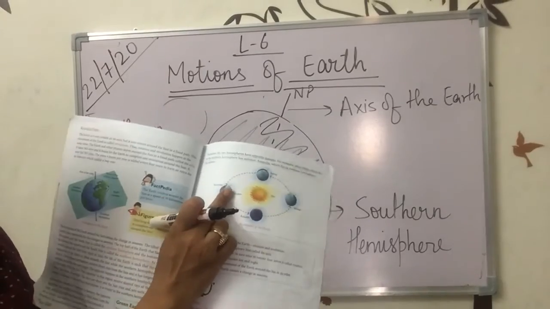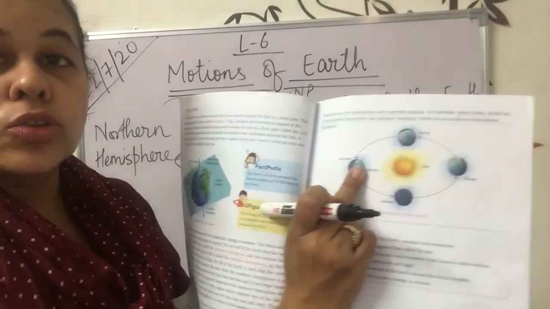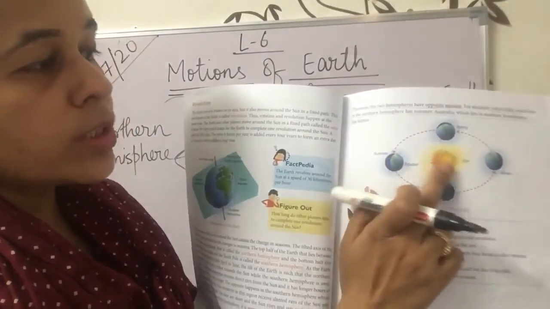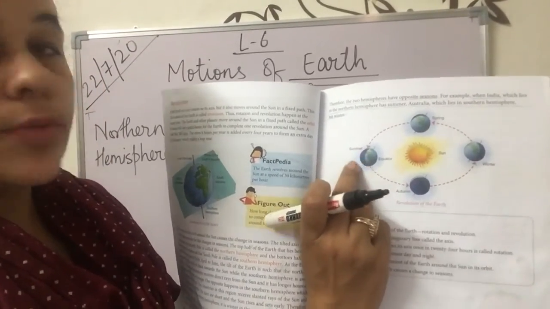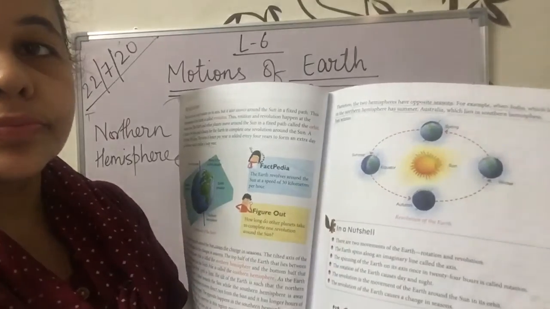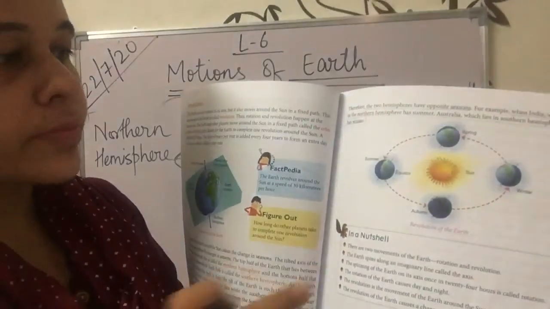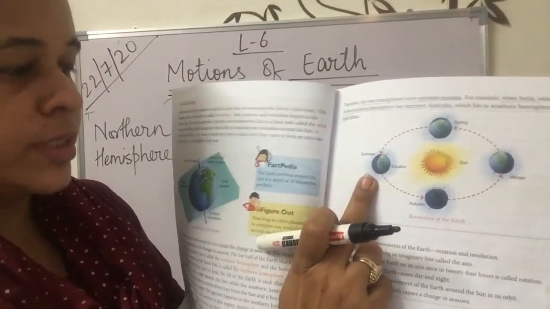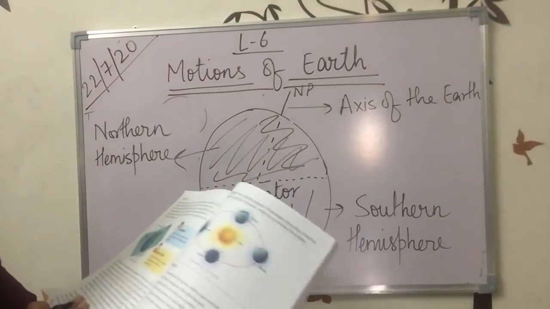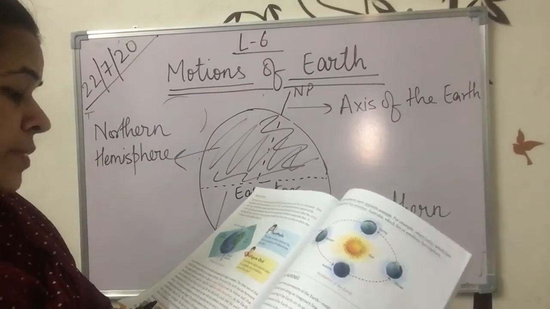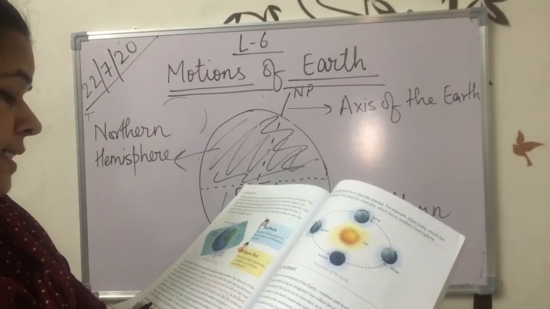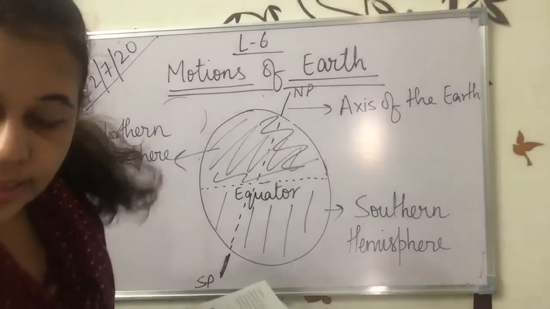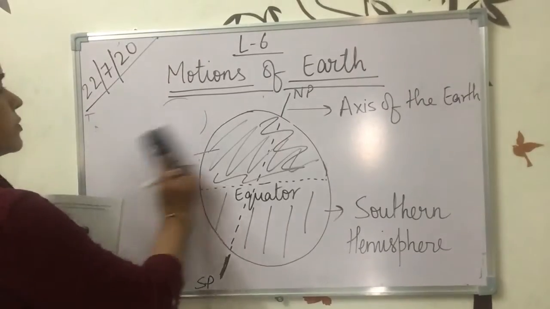Here you will see that the north pole is tilted towards the sun, it is facing the sun, and the southern hemisphere, this part, is away from the sun. So what happens? The northern hemisphere receives direct rays from the sun, and it has longer hours of sunlight, hence the days are longer. Let me explain it with the help of a diagram, it will be more clear to you.